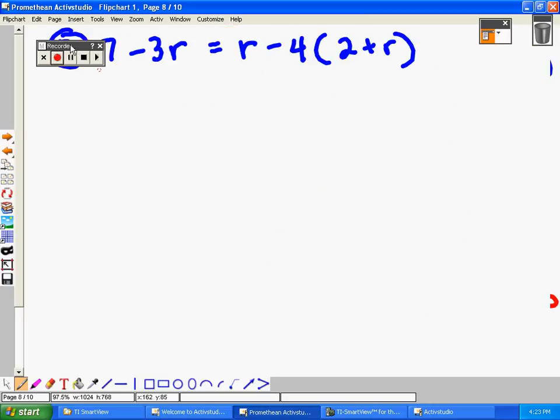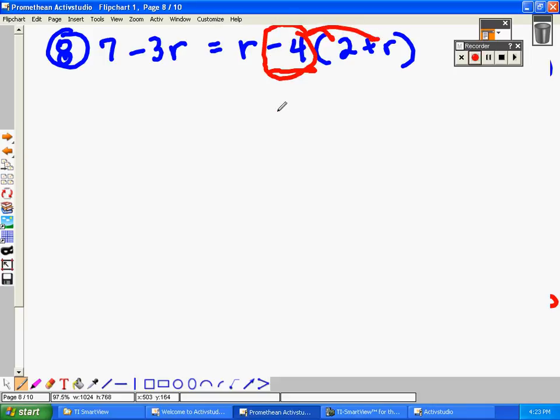Okay, boys and girls, the last three were probably the harder ones. So I have a long problem here, but I have to distribute first. Now, you could either distribute by 4 and then keep the negative subtraction sign, or I'd like to take this whole thing and distribute by -4. So I have r minus 8 minus 4r, because it's -4 times r, is equal to 7 minus 3r.